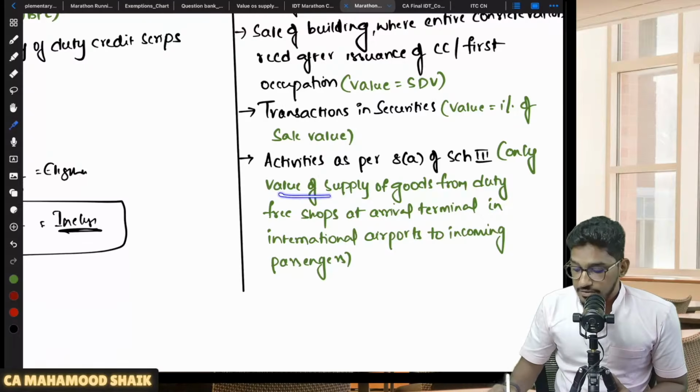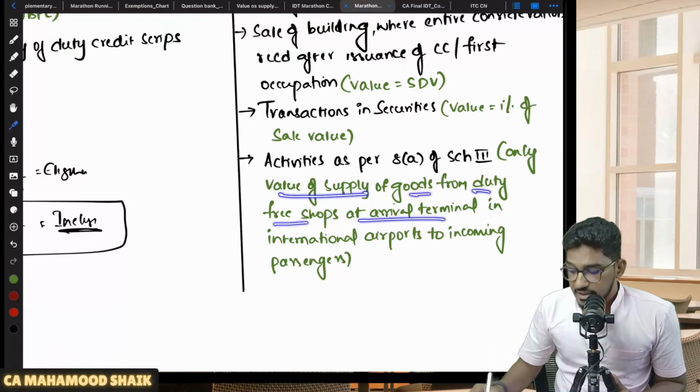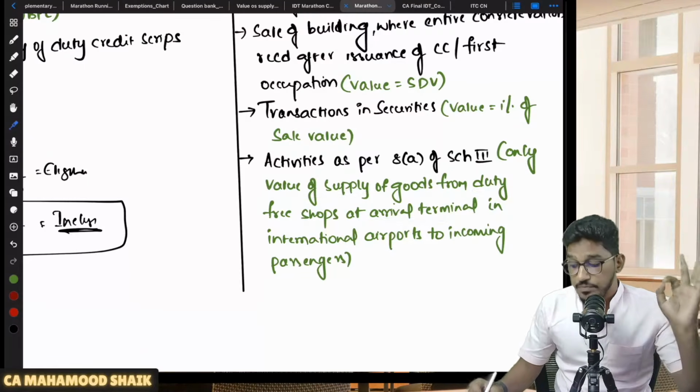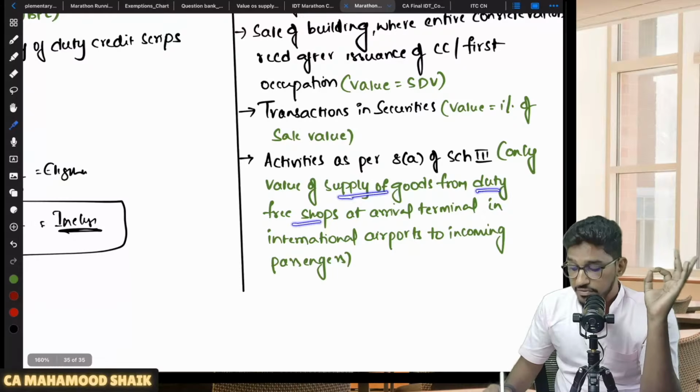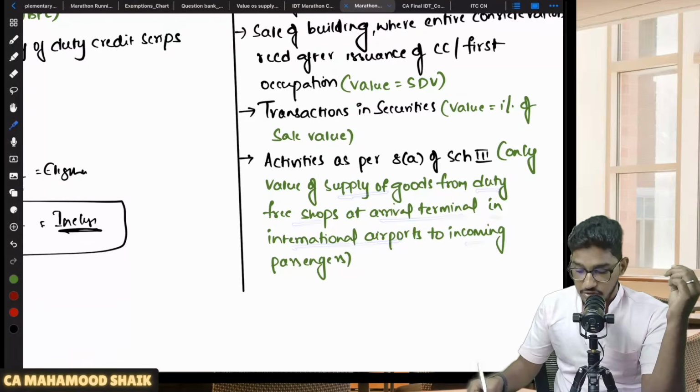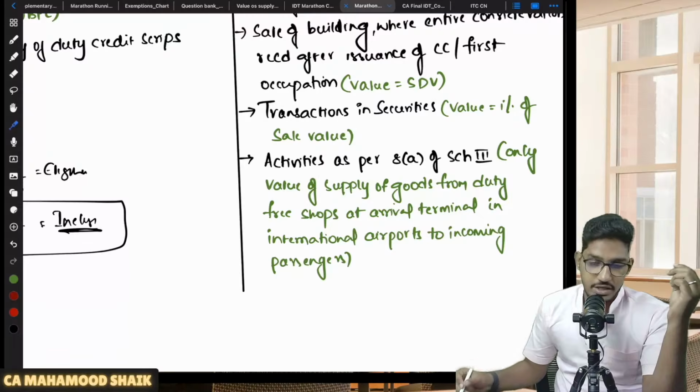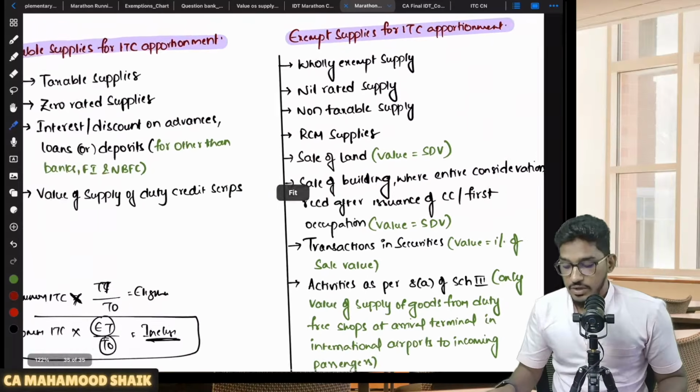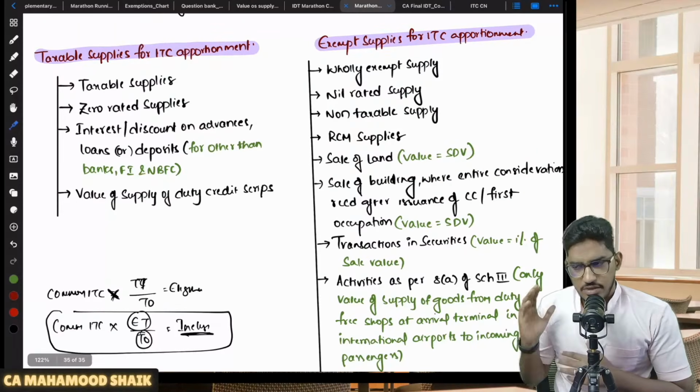So only the value of supply of goods from duty free shops at the arrival terminal, this you have to remember. Supply of goods from duty free shops at the arrival terminal in the international airport to the incoming passengers will also be included in the exempt supply. Sir, why is it very important? This is very important. Why?